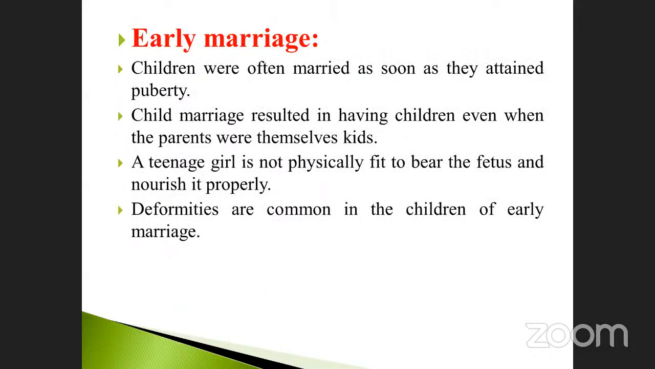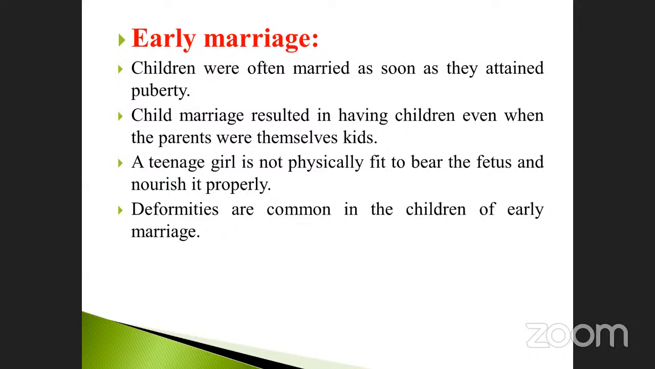Early marriage is another problem. Even 100 years, 50 years, or 70 years before, what happened? After birth, at 4 to 5 years, they would get married. So that is early marriage. Children were often married as soon as they attained puberty. After attaining the age of 7th standard or 6th standard, at that time they would get married. This is a very, very complicated one.